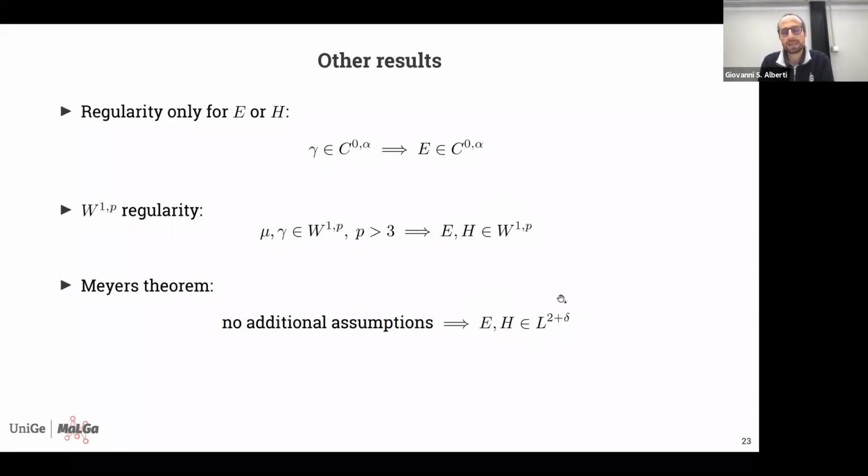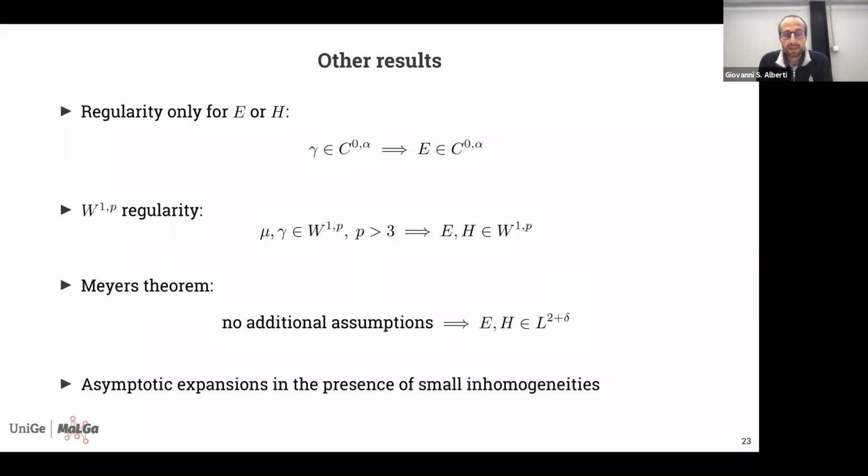And the proof goes exactly as I discussed in this talk. So you write the Helmholtz decompositions, you write the elliptic PDEs for the potentials, and you apply Meyer's theorem for the elliptic PDEs for the potentials. So basically, again, the message is if it's true for the elliptic PDE, then it will be true for Maxwell's as well.